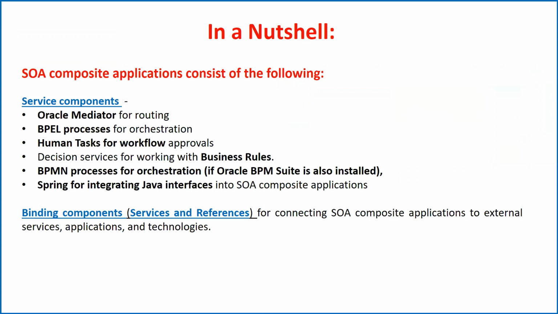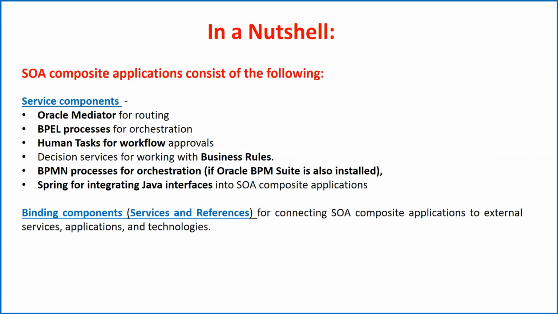So now, in a nutshell, an SOA composite application consists of the following. Service components, which could be Oracle Mediator for routing, BPEL process for orchestration, human task for workflow approvals, decision service for working with business rules, and BPMN, which, as I said, is part of Oracle BPM. Okay, and then there could be an integration with Spring. Spring integration is used for integration with Java interfaces in an SOA composite application. So if you want some integration with Java interfaces, you can use Spring. All these are called service components.